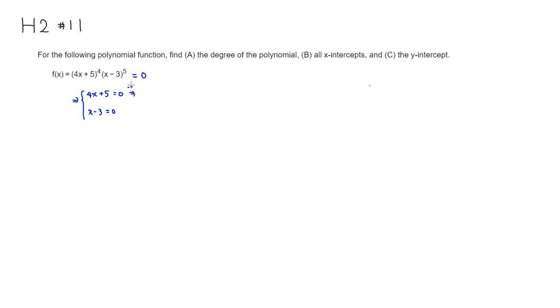So subtract 5, you get 4x equal to negative 5. Then we can just divide through by 4 to get x equals negative 5/4. Here we can simply add 3 to both sides, so we have x equals 3. So the x-intercepts are negative 5/4 and 3.